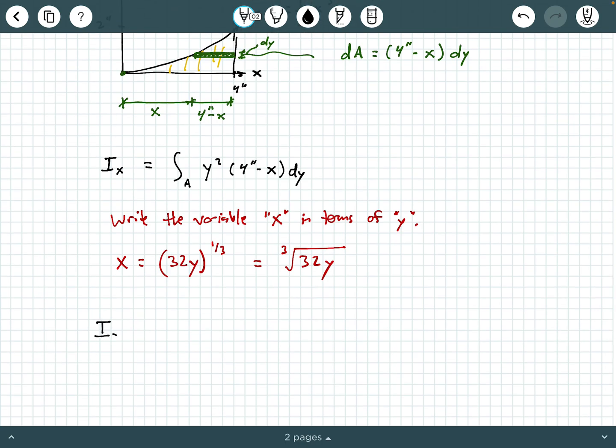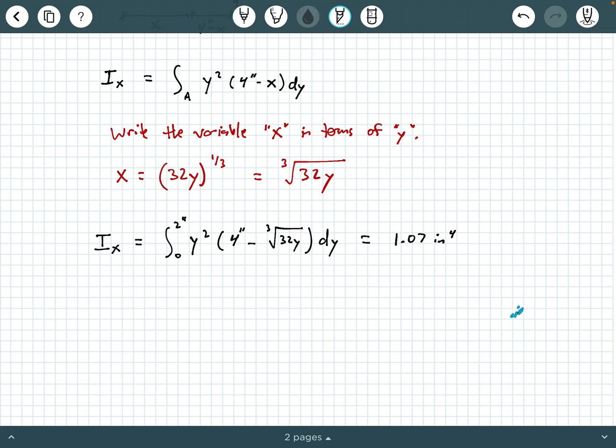So finally now we can write I sub x as the integral from 0 to 2 inches of y squared times 4 inches minus the cube root of 32y dy. Okay, now this looks a little daunting. Put the little inch mark there on the 4 inches. I'm okay if you put something like this in your calculator. You can do this by hand, it's still a basic polynomial type of function, but you can put this in your calculator. Now, double check me, but when I put this in, I get this whole thing equals 1.07 inches to the fourth. I directly put that into my TI-36X Pro calculator to solve that integral, okay?